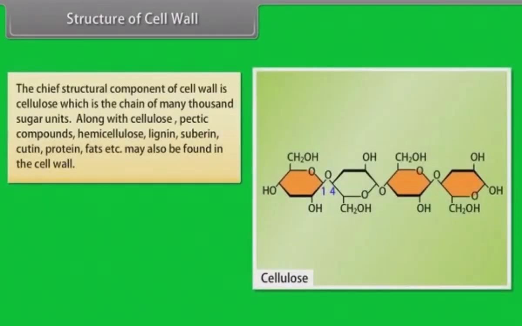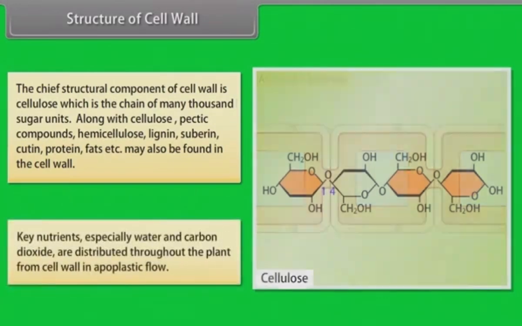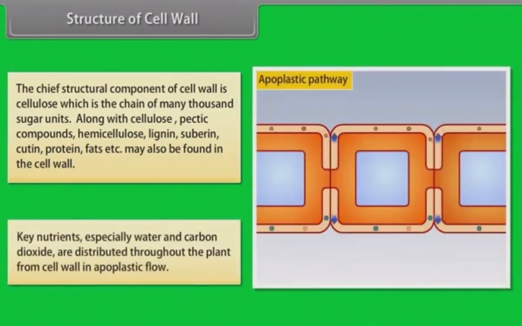The chief structural component of cell wall is cellulose, which is the chain of many thousand sugar units. Along with cellulose, pectic compounds, hemicellulose, lignin, suberin, chitin, protein, fats, etc. may also be found in the cell wall. Key nutrients, especially water and carbon dioxide, are distributed throughout the plant from the cell wall in apoplastic flow.